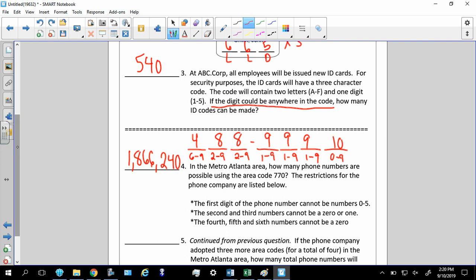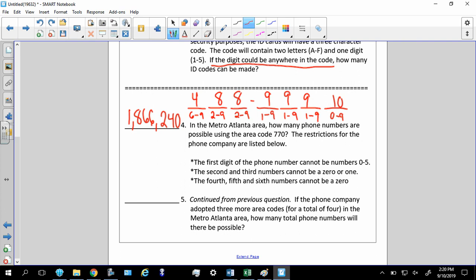Now, continue from the previous question. If the phone number adopted 3 more area codes for a total of 4, how many phone numbers could be possible? Well, I'm just going to take this answer and times it by 4. 7,464,960 possibilities, because having 4 area codes quadruples the amount of possibilities.